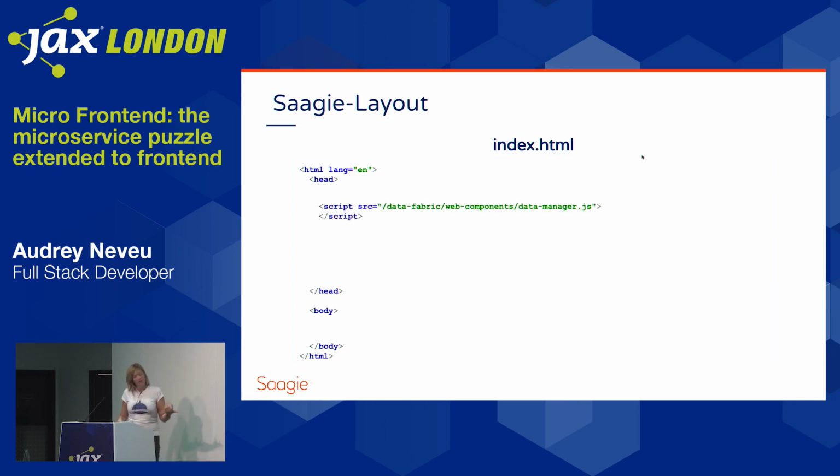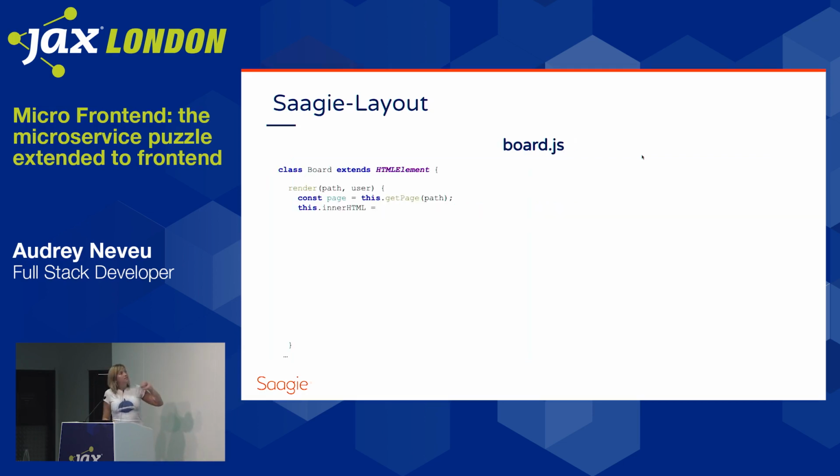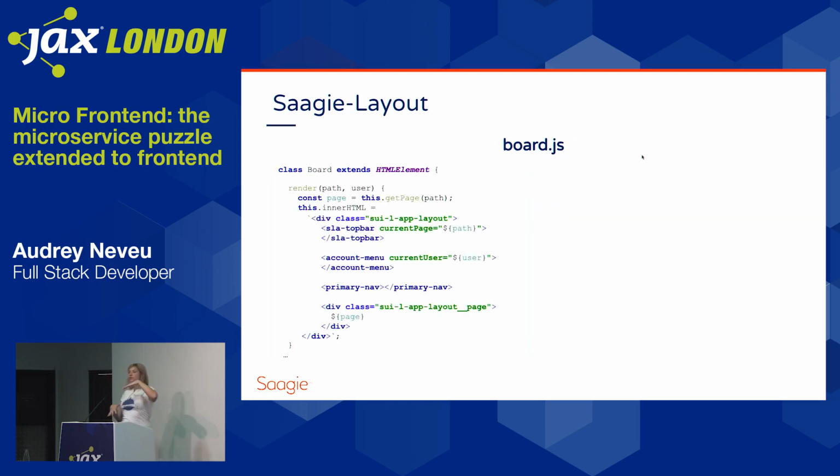So first of all, it's going to import those 2 components we created. And then it's going to import the design system, so the Saagie-ui library. And then we're going to declare the SLA board component, which is our top-level component. This board component is the one who knows about every element it has to display. So it's going to declare the primary nav, the top bar, the user menu, etc.